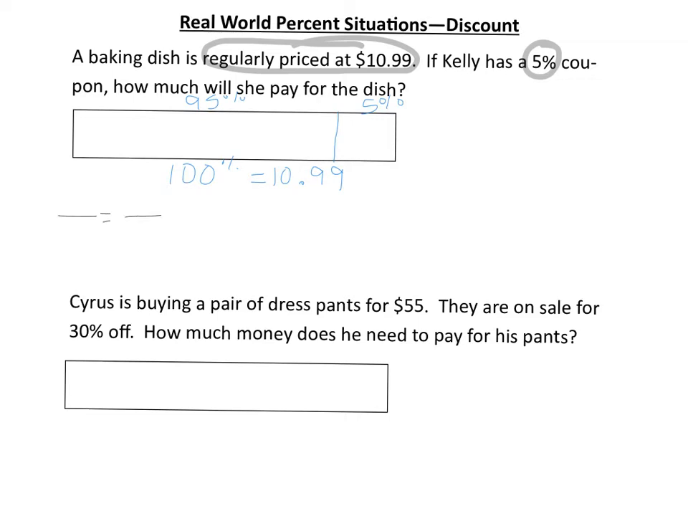We set up our proportion. 100% of the cost is $10.99. We've already said she's going to be paying 95%, and because it's a percent, it needs to go over 100, because this 5% is what she's going to save. That's her coupon. And for this one, I'm going to use the lowercase d because we're solving discount. So therefore, we cross multiply.